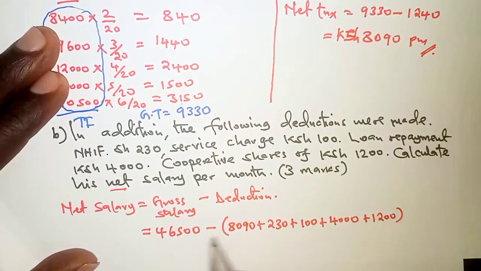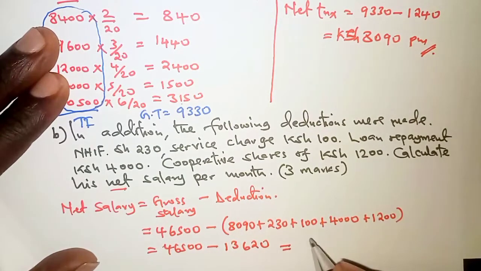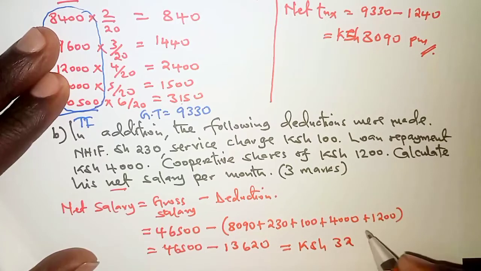When all these are worked out, we'll have 46,500 less 13,620. And finally, that should give us the net salary of 32,880 Kenya shillings.